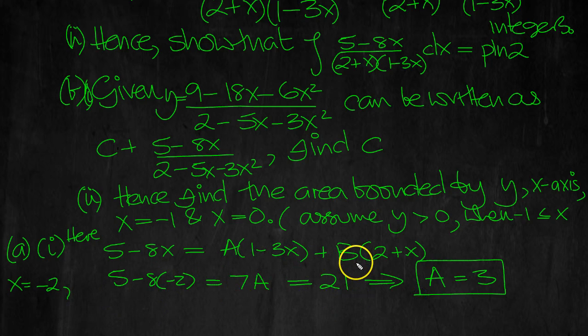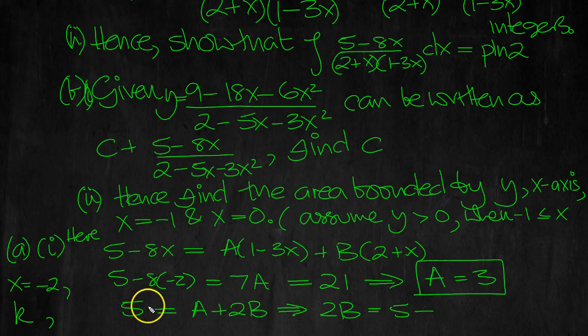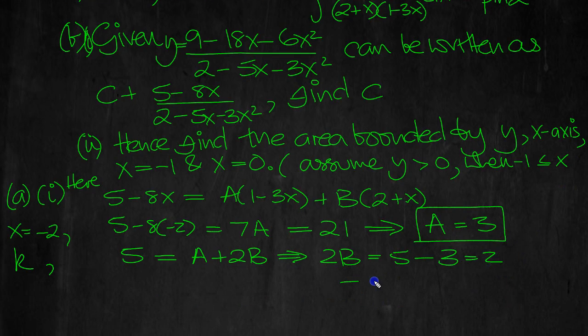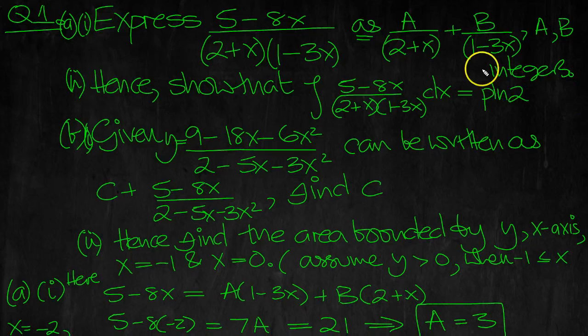Now to get b, we know a is 3. We could do x as minus a third, or we could just compare coefficients. Let's compare constants, both sides. So that's x equals 0 basically. 5 is equal to a, when x is 0, plus 2b. So 2b then is equal to 5 minus a, and a is the value 3. So that tells us what b is. b is 1, isn't it? And there's the value of b. So we've done a and b then.